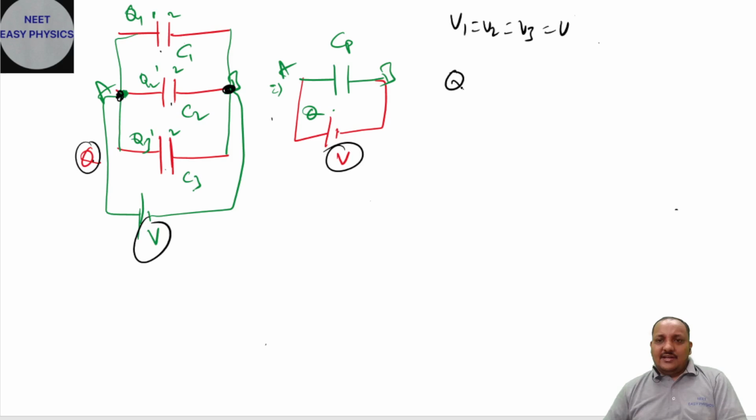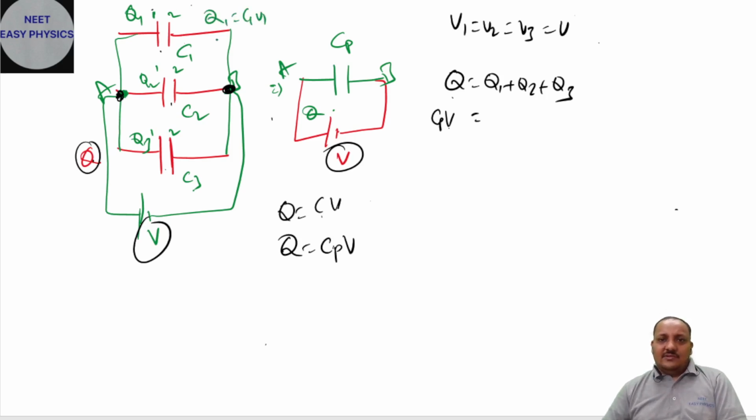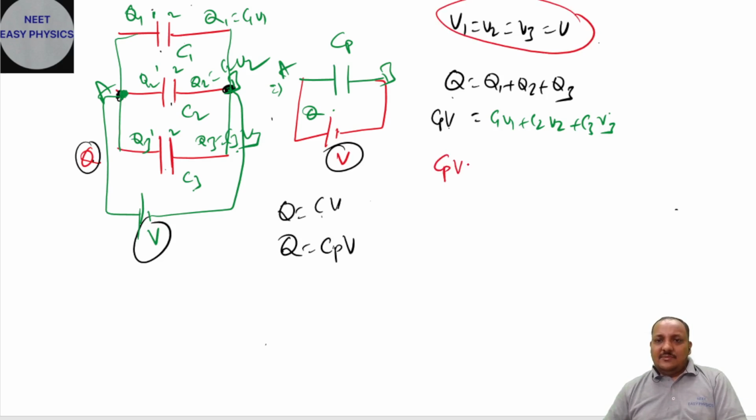Now, from this diagram, we can write Q is equal to Q1 plus Q2 plus Q3. What is Q? We came to know, according to Ohm's law, Q is equal to CV. So Q is equal to Cp V for this. Like this for Q1: Q1 is equal to C1 V1, Q2 is equal to C2 V2, Q3 is equal to C3 V3. Substitute here: C1 V1 plus C2 V2 plus C3 V3. What is the same here? Voltage is the same. Therefore, Cp V is equal to C1 V plus C2 V plus C3 V.